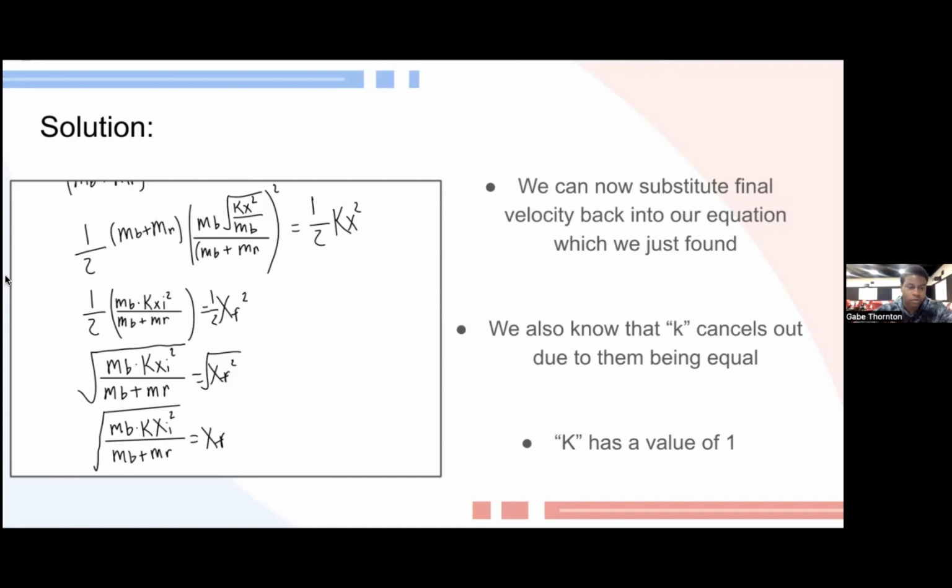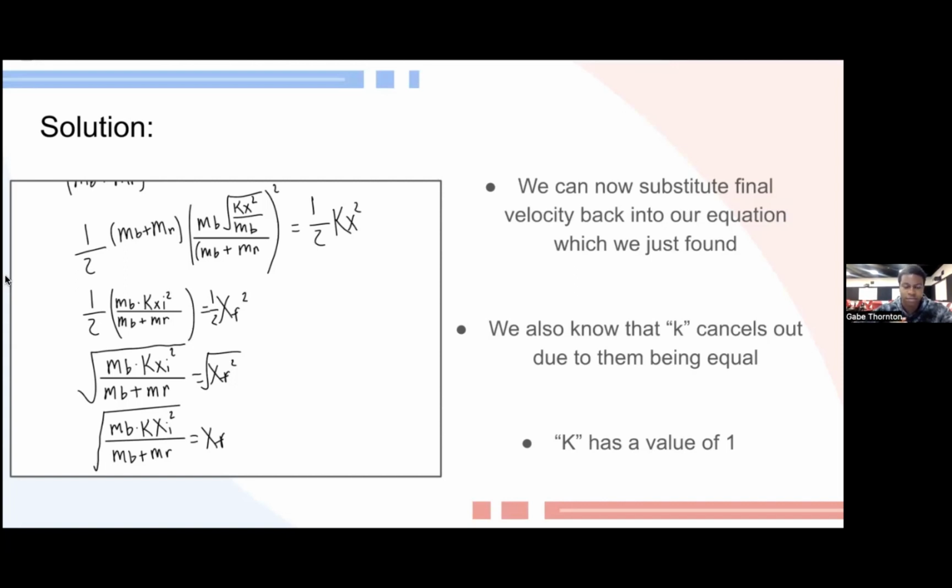XF squared equals MB times K XI squared over MB plus MR. And we take the square root of both of these to get XF just by itself and not squared. We need a singular value because this is our total distance change. We now have MB times K XI squared over our total mass equals our final distance.